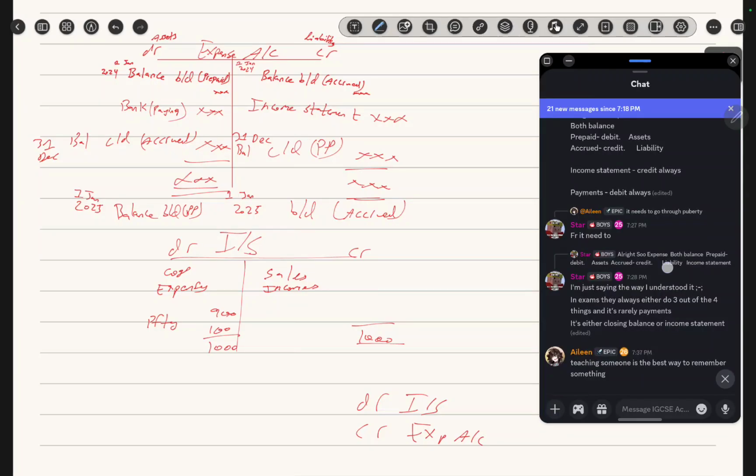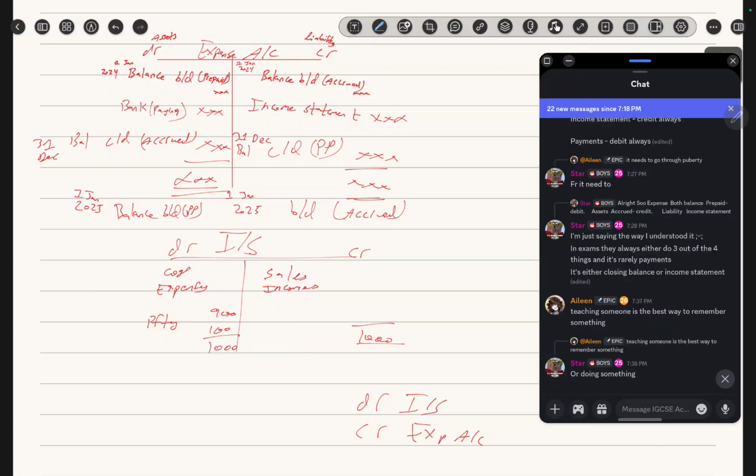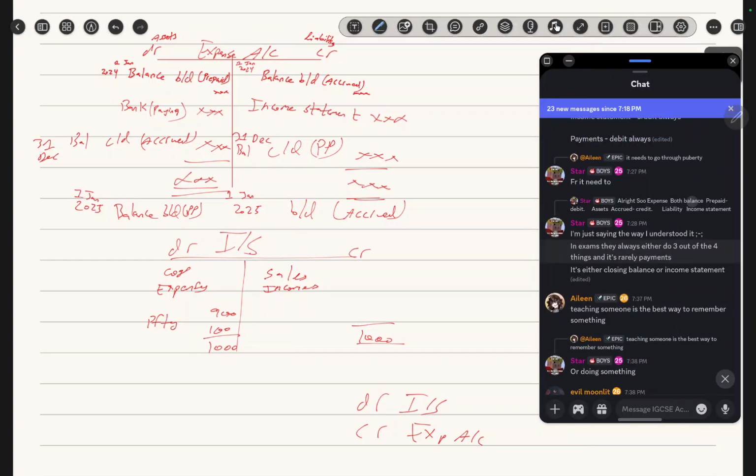Yes, exactly. Like before my CIE, I taught the entire syllabus speed run, and it was like a 4-hour session, and that was my method of revising as well. Was good game.